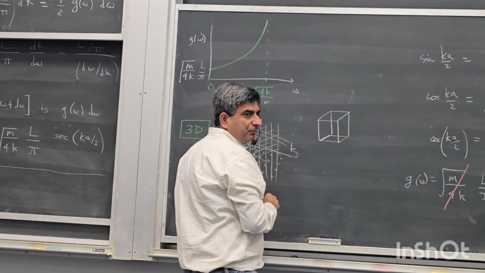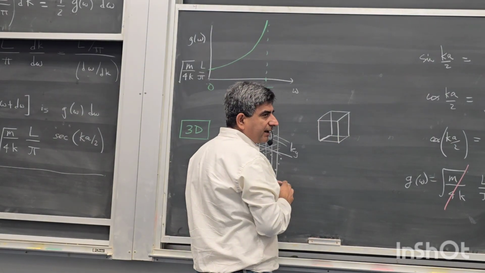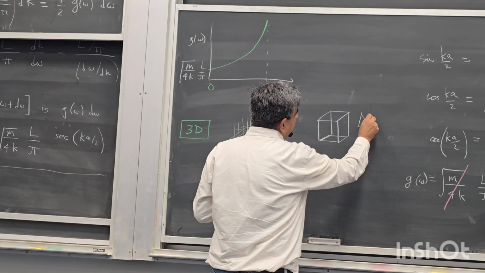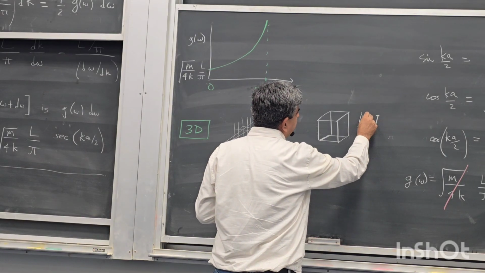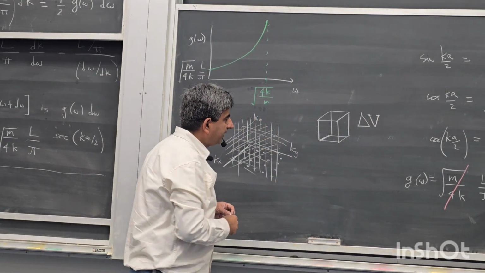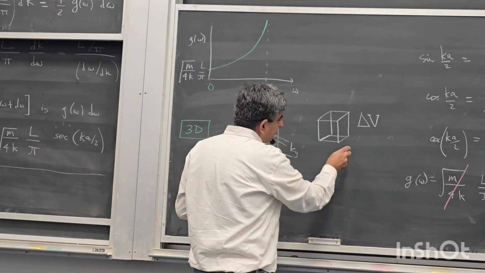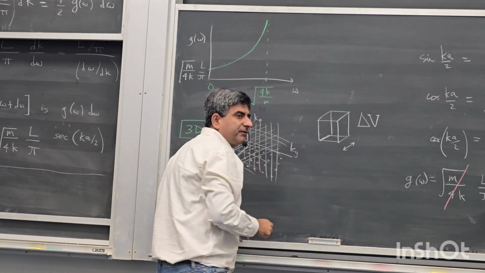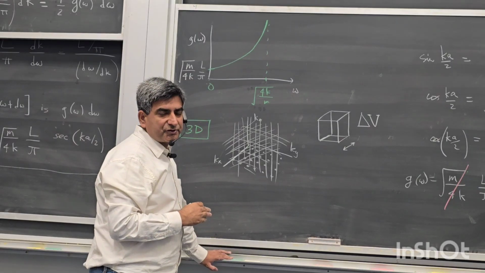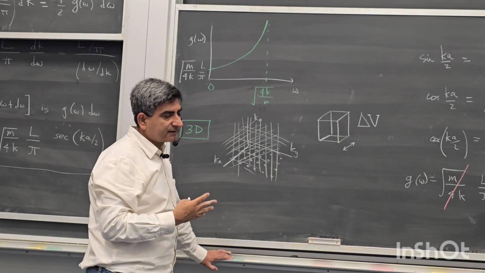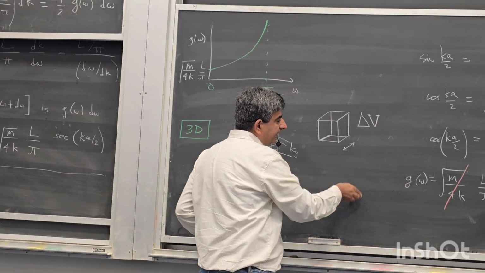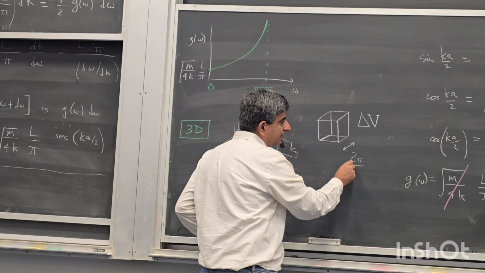And this cube has a volume. In 1D we called that volume delta K. Now the volume is delta V. This is a point, and each of these distances, in this reciprocal space, we are assuming corresponds to a cubic crystal system, so the reciprocal space is also cubic. This length is simply 2 pi over L.